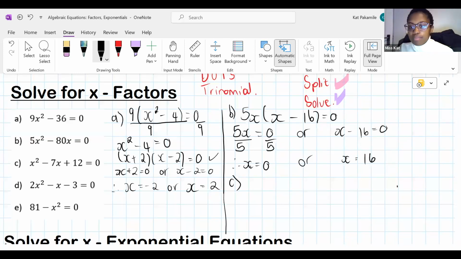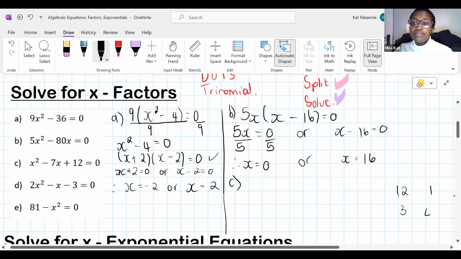And then, what are the factor pairs of 12? 1 and 12, right? 2 and 6. 3 and 4. Is that all? Yes, I think so. Beautiful. Yes, ma'am.